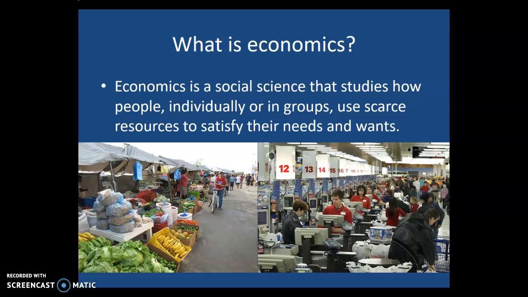Now, what are we trying to answer here? Economics is a social science, okay? It is not a physical science. It's not a life science. It is a social science. So what does that mean when we say social science? Well, the social sciences are looking at various elements of human behavior, okay? A social science deals with human behavior.